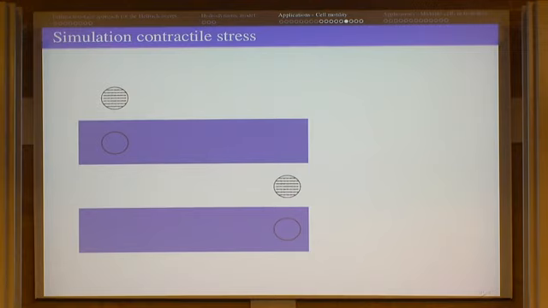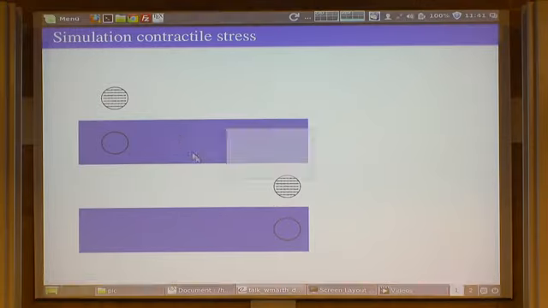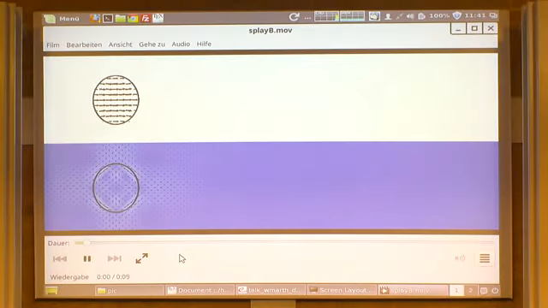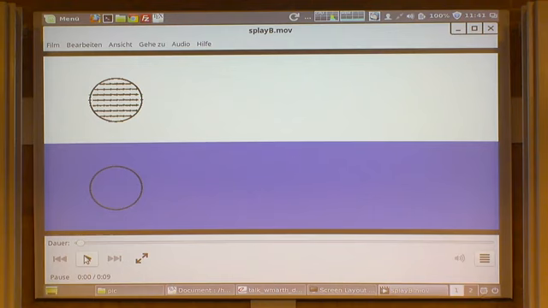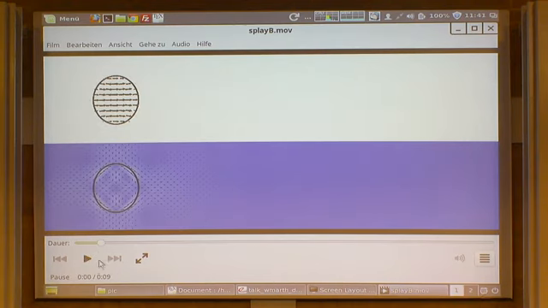Okay, and then we start with our circular shaped cell. The filaments are here equally aligned, and then we start the simulation. Okay, what we see is, maybe I just show you the whole movie and then I want to explain it.